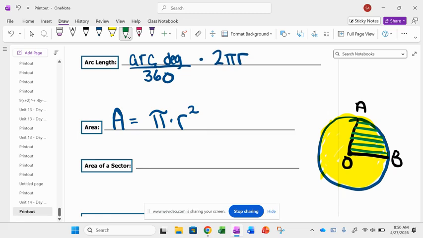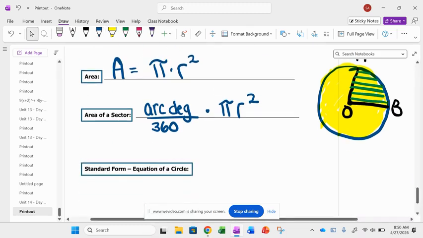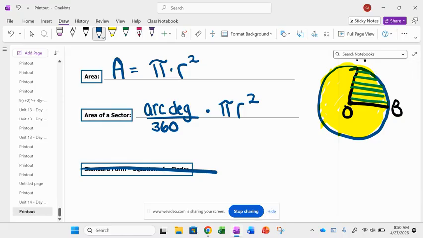So now, wouldn't the area of the sector just be a fractional part of the area of the whole circle? So the way we're going to do this, to find the area of a sector, it's going to equal, again, the arc degree over 360 to figure out how much the sector is taking in, times now, not the circumference of the circle, but the area of the circle, pi r squared. We are not going to go over the standard form of an equation of a circle, so we could cross that out.